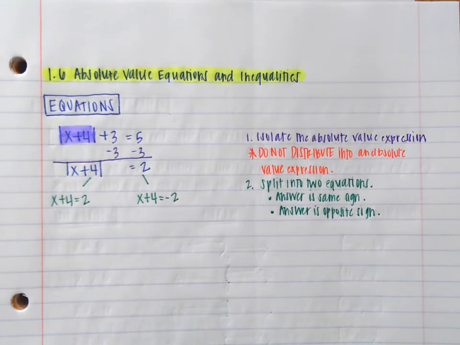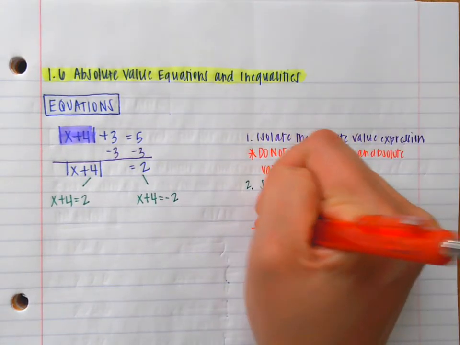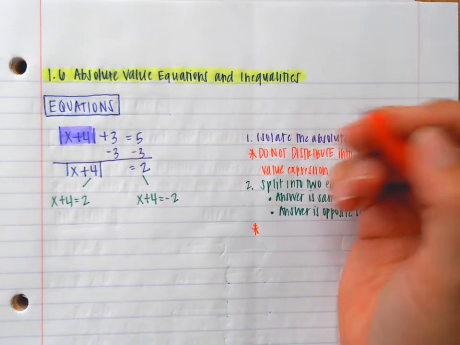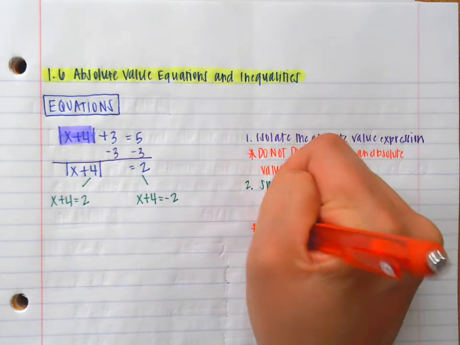Now, one of the most common mistakes that people make in solving absolute value equations or inequalities is that they change what's on the inside of the absolute value symbols, and that's a no-no. So let's write that down because that's super important. Do not change what is inside the absolute value symbols.